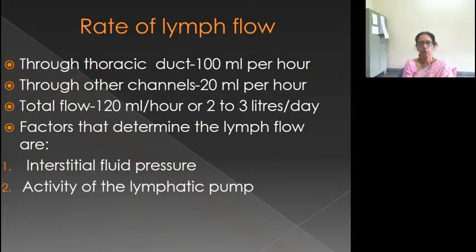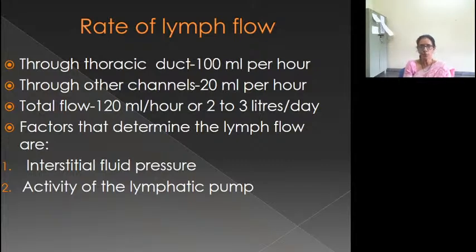Rate of lymph flow. I told you the thoracic duct is a bigger duct because it is collecting lymph from larger parts of our body. So through the thoracic duct, about 100 ml per hour, and through other channels like your right lymphatic duct, it collects about 20 ml per hour. So total flow is about 120 ml per hour or 2 to 3 liters per day.